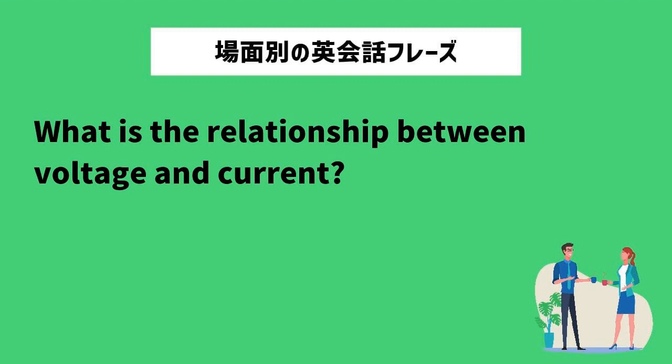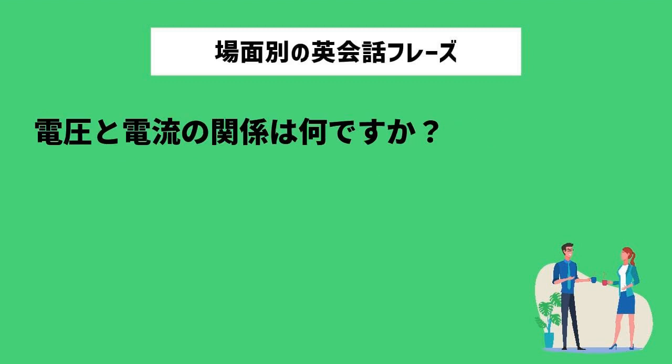What is the relationship between voltage and current? 電圧と電流の関係は何ですか?